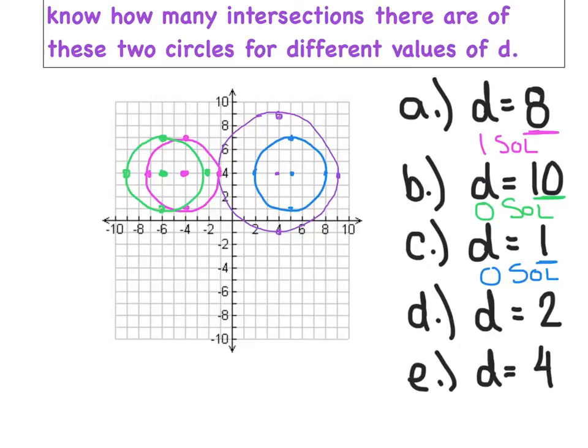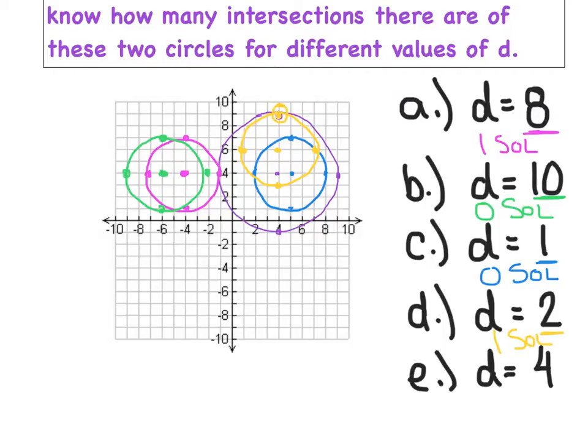Let's see. What if we said the distance between the centers was only 2 units? All right, start with the purple. You can go 2 units in any direction you want. Just to prove you can go in any direction, I'm going to go 2 units up from the purple center. And then I'm going to go a radius of 3. And it looks like they just intersect one time right there at the top. So I'm going to say 1 solution.